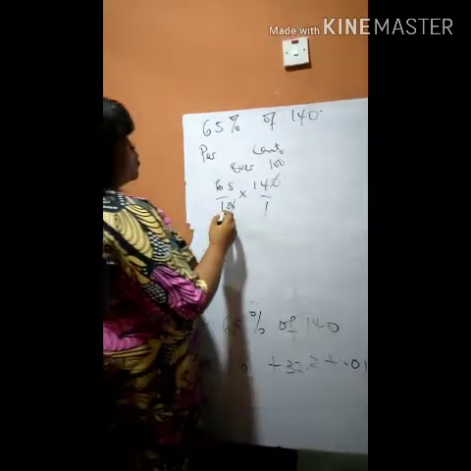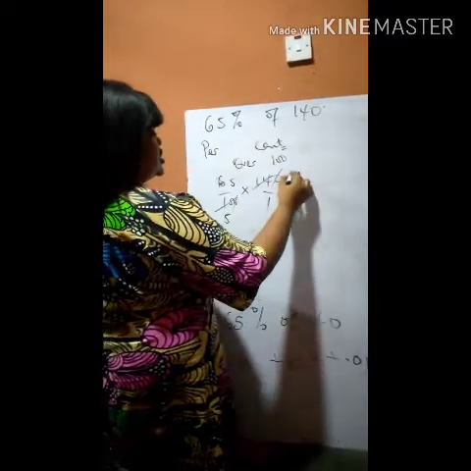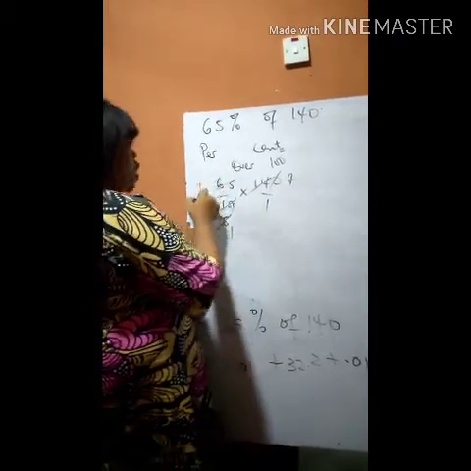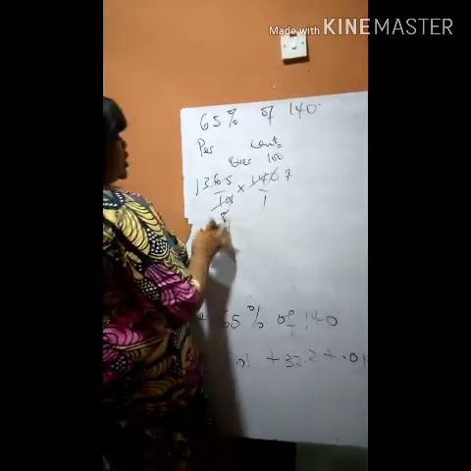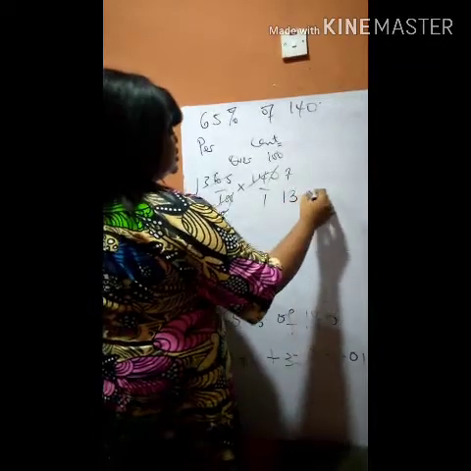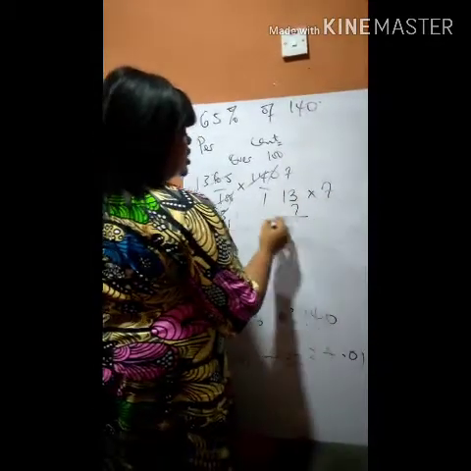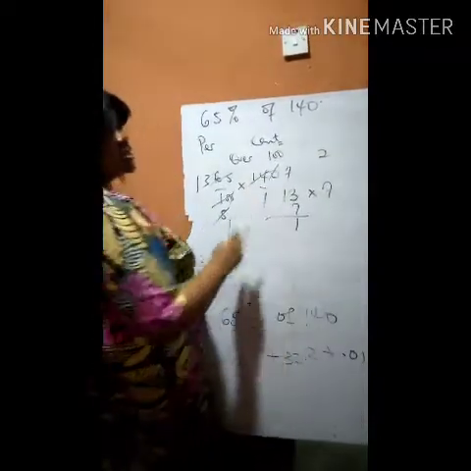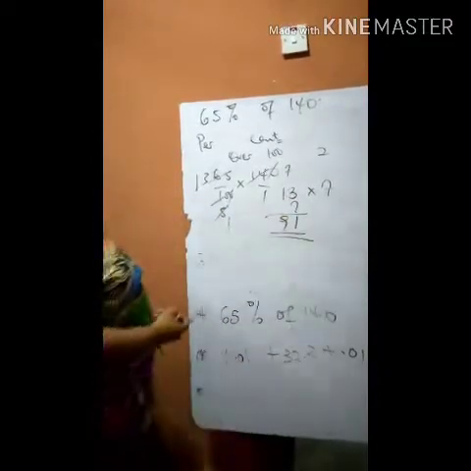2 will go into 10, 5. 2 into 14 is 7. 5 here, 1. 5 in 65, 1, 3. Nothing is down again. We are left with 13 times 7. That's our final answer. We say 13 times 7. 7 times 3 is 21. We carry 2. 7 times 1 is 7. 7 plus 2, 9. 91. That's the final answer.